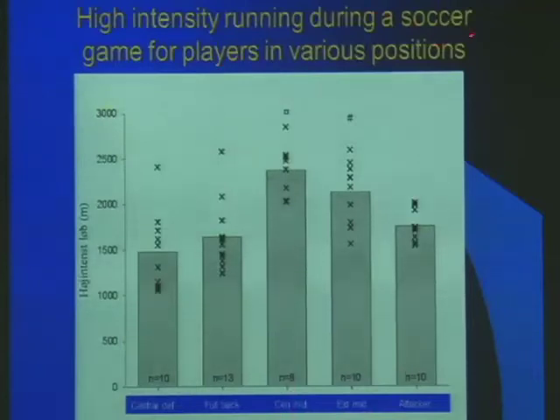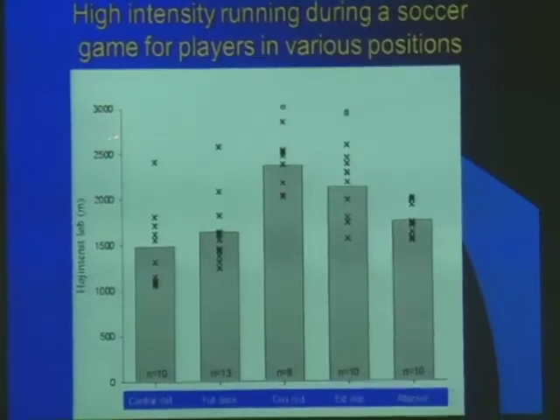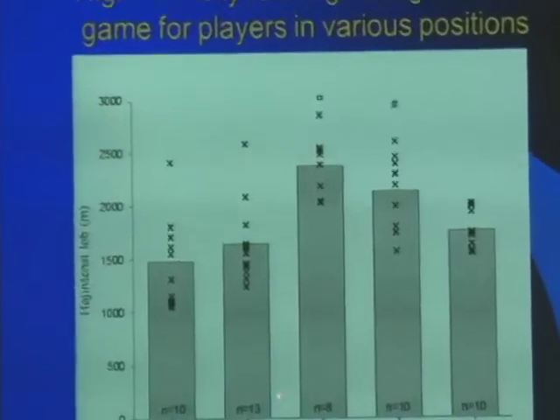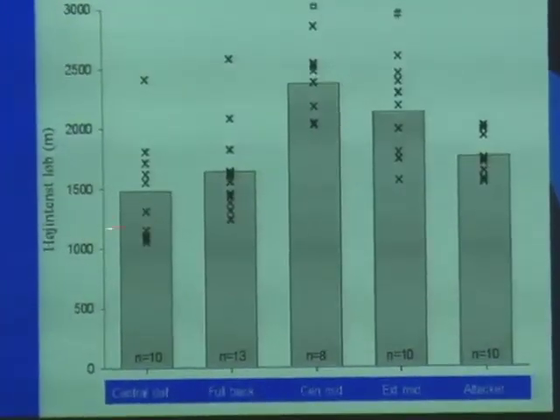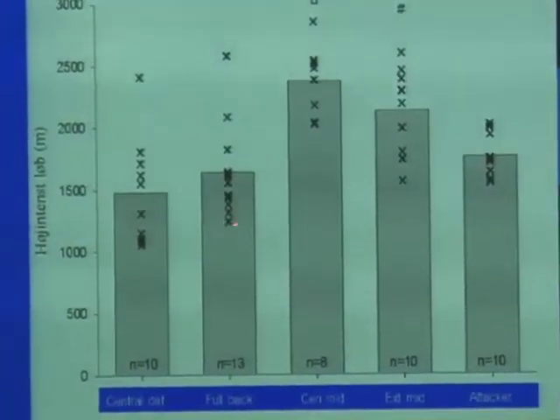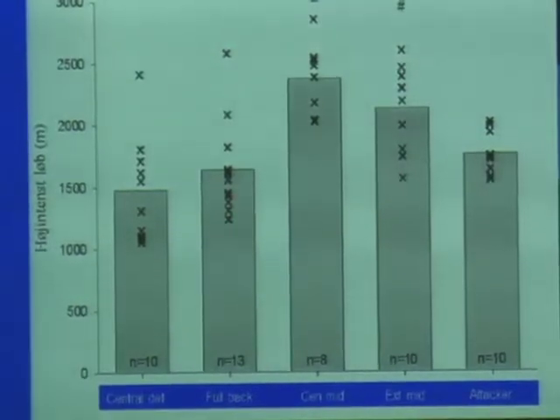This is high intensity work for players in different positions, and you see here central midfield players. One player is running 2,000 meters and another is 2,600 meters. It becomes even more extreme with a fullback. For example, here you're talking about 1,200 meters and another fullback 2,600 meters.